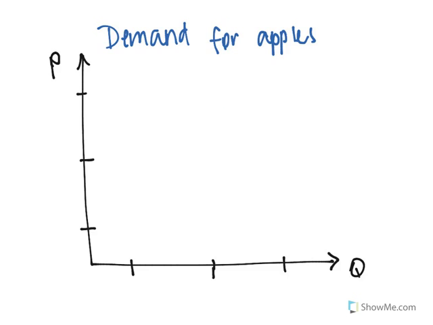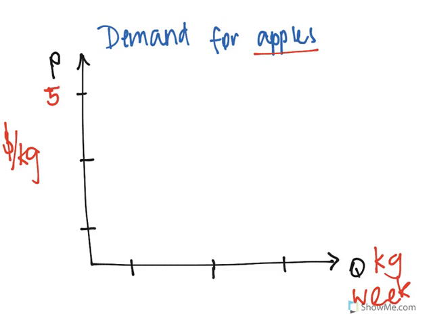Now let's use this for our example today, and we're going to be looking at apples. So let's just say that for price, we'll be looking at dollars per kilo, and we want to see how many kilos of apple are sold every week. So say that at $5 per kilo, which is probably very expensive for this particular market for apples, consumers would only purchase 2 kilos of apples a week.